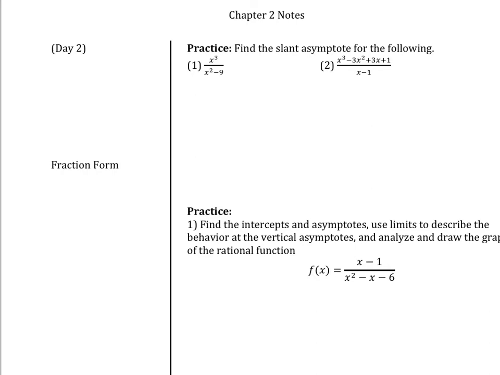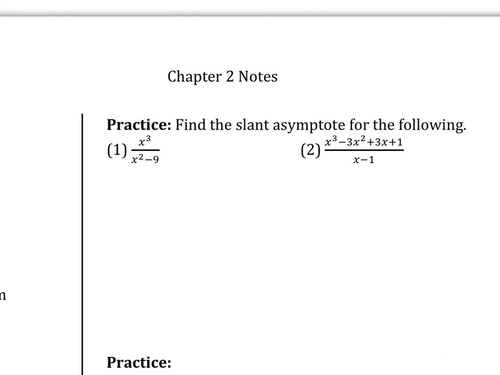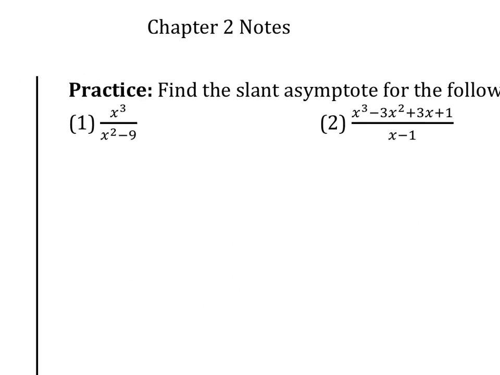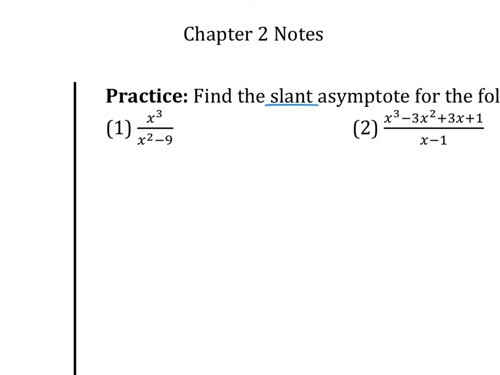All right, let's really quickly talk about slant asymptote. In the cases where the degree in the numerator is higher than the denominator, we don't have a horizontal asymptote, but we have something called a slant asymptote. So the question now is, what is the slant asymptote? How do you find the slant asymptote? Let's look at an example.